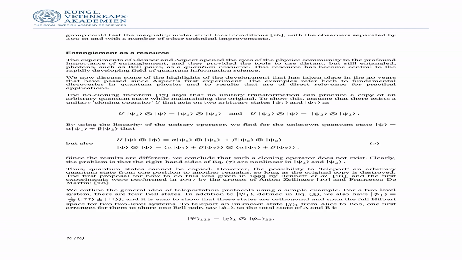By using the linearity of the unitary operator, we find for the unknown quantum state |ψ⟩ = α|ψ1⟩ + β|ψ2⟩ that Û|ψ⟩|φ⟩ = α|ψ1⟩|ψ1⟩ + β|ψ2⟩|ψ2⟩, but also equal, 7, |ψ⟩|ψ⟩ = (α|ψ1⟩ + β|ψ2⟩)(α|ψ1⟩ + β|ψ2⟩). Since the results are different, we conclude that such a cloning operator does not exist. Clearly, the problem is that the right-hand sides of equation 7 are nonlinear in ψ1 and ψ2. Thus, quantum states cannot be copied.